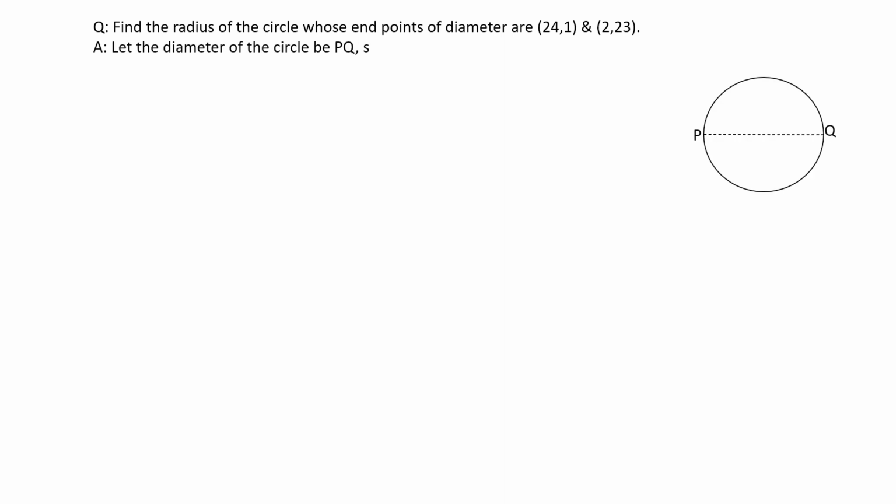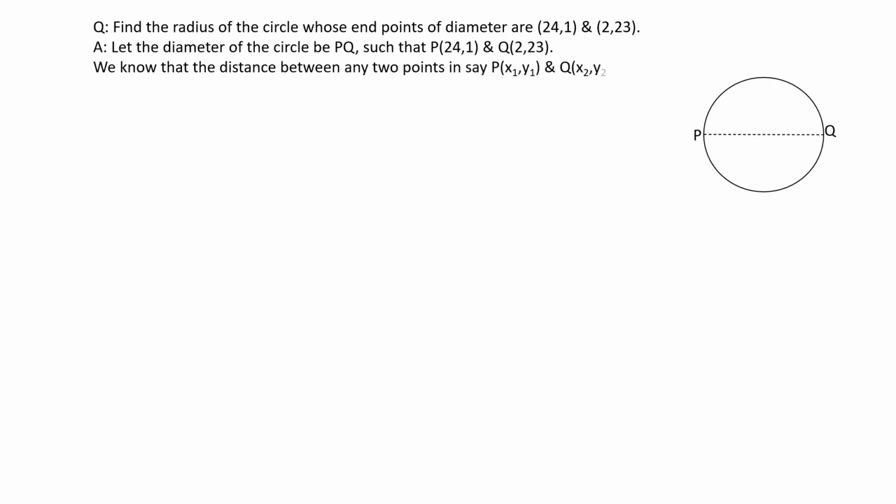The first question states, find the radius of the circle whose end points of diameter are (2,4,1) and (2,23). Let the diameter of the circle be PQ such that P is (24,1) and Q is (2,23). We know that the distance between any two points, say P(x1, y1) and Q(x2, y2), is given by PQ equals the square root of (x2 minus x1) whole square plus (y2 minus y1) whole square.